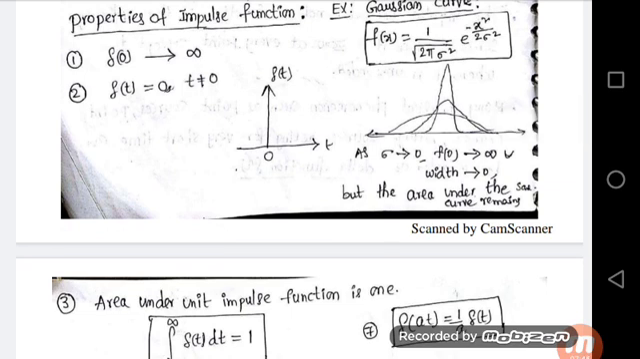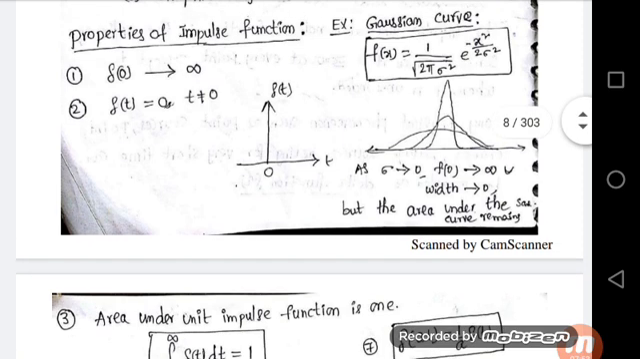Next one is properties of the impulse function. For example, delta of 0 tends to infinity. Delta of 0 is equal to infinity. Delta of t is equal to 0 where t is not equal to 0.